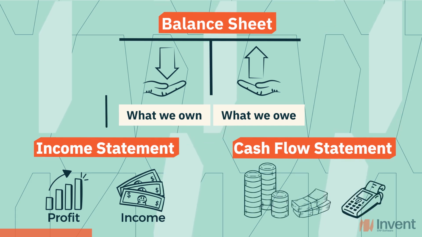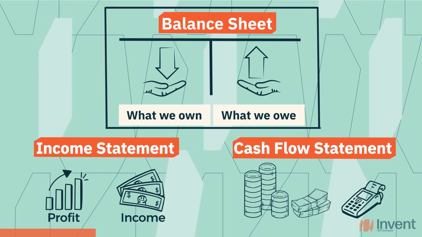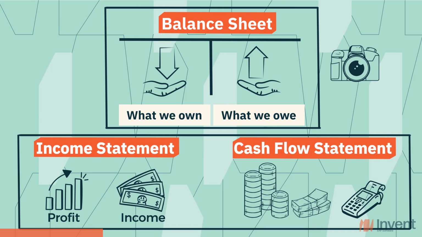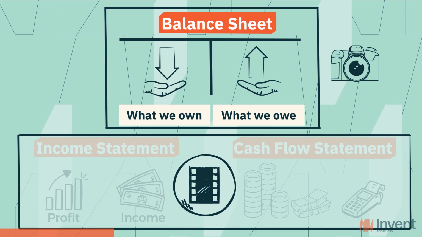The balance sheet is a statement of the financial position at a point in time, so it's like a picture. The income statement and cash flow statement both cover the flow during a certain period, usually a month, a quarter, or a year, so they are like a movie, each with its own focus.